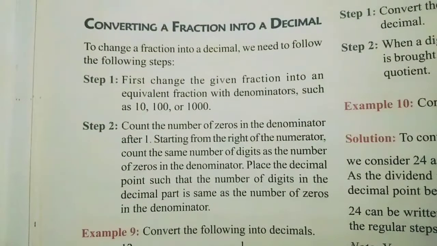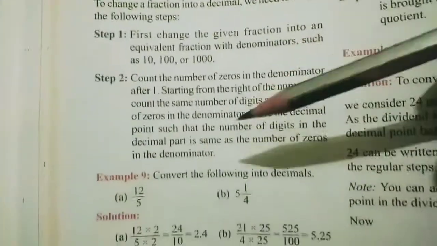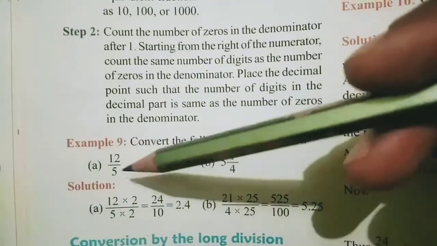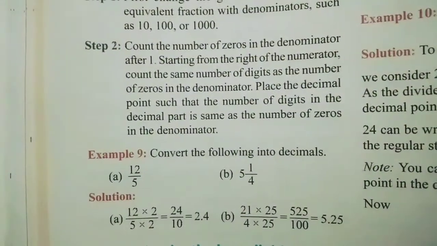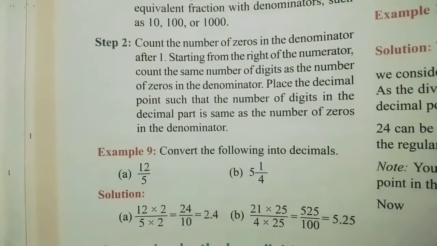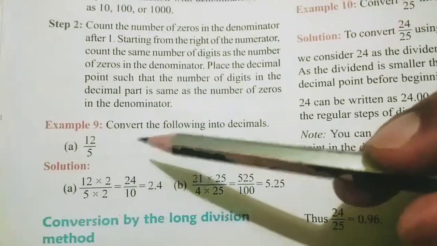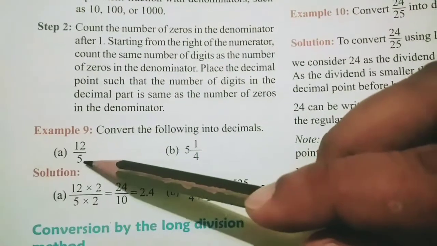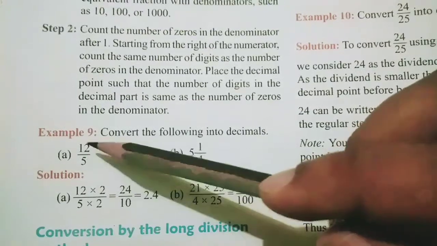Now next is converting a fraction into a decimal. How can you convert any fraction into a decimal number? Here you can see converting the following fractions into decimals. 12 by 5. How can you convert this fraction into a decimal number? There are many processes. Let us see what is given here. The method shown here is to make the denominator a multiple of 10. That means you have to convert the denominator into the form of 10.